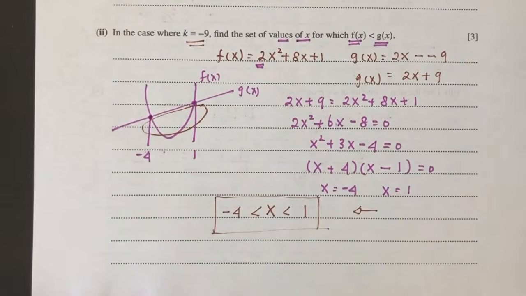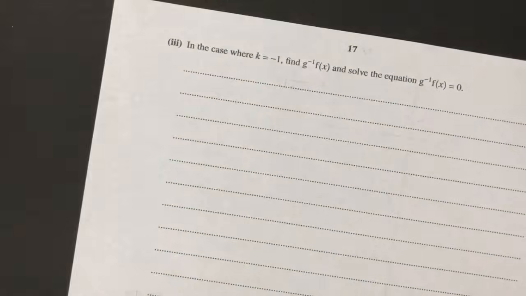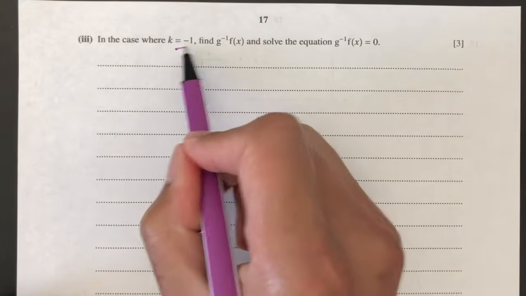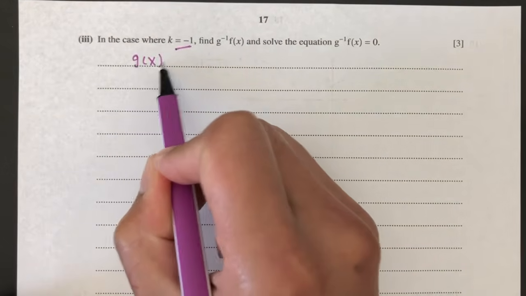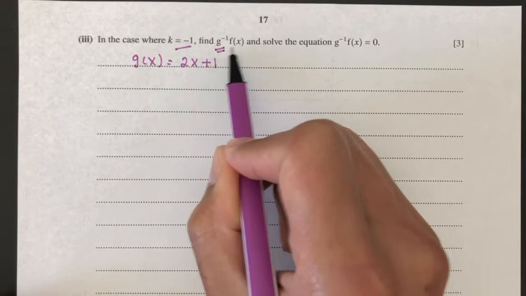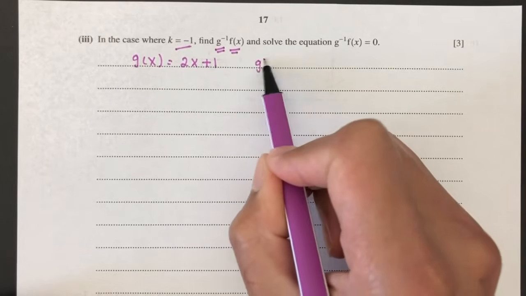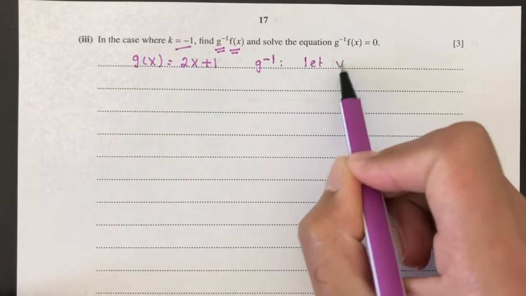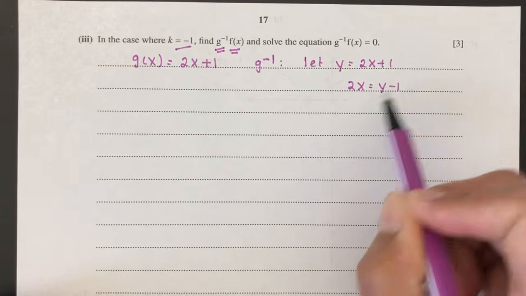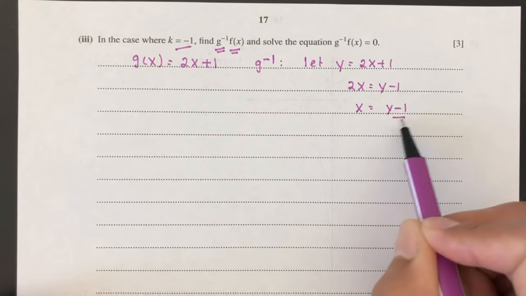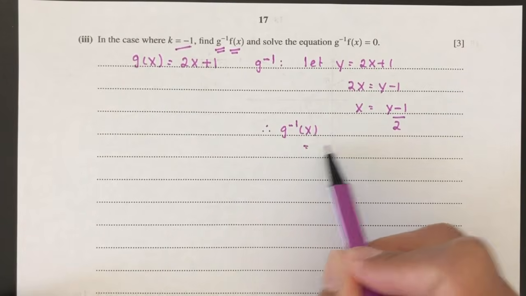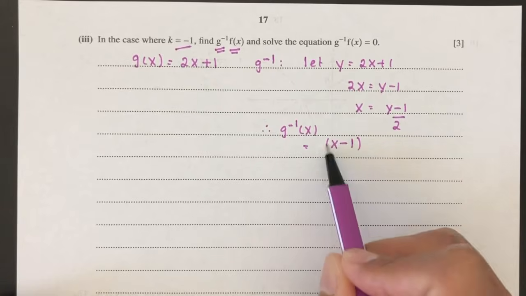Now let's move on to part 3. It says, in the case where k is equal to minus 1, so we have g of x will be equal to 2x plus 1. Find g inverse of f of x. So first let's find g inverse. Let y equal to 2x plus 1. 2x will be y minus 1. x will be y minus 1 divided by 2. So from this you will have g inverse of x is equal to x minus 1 over 2.